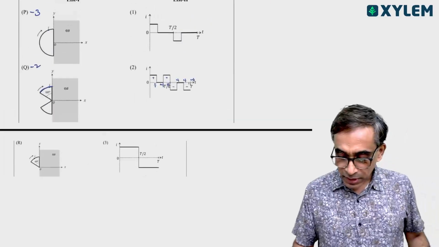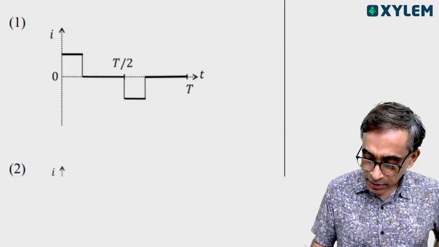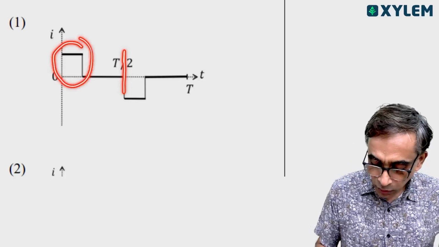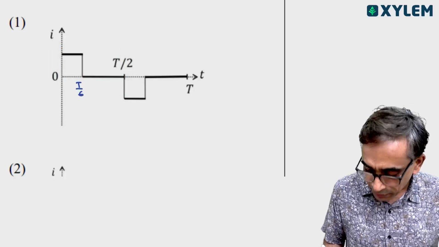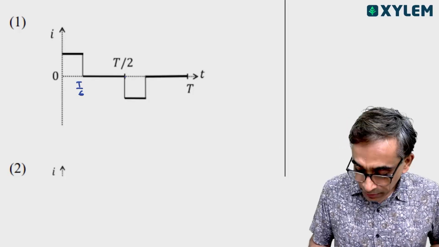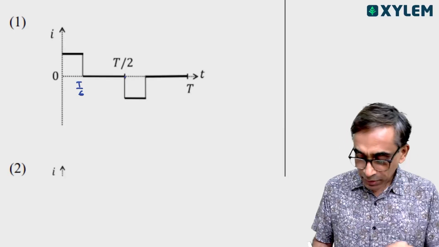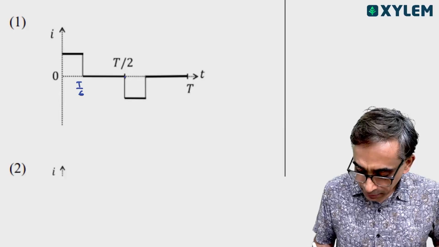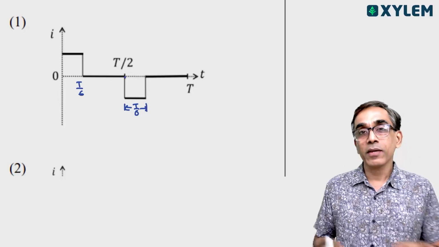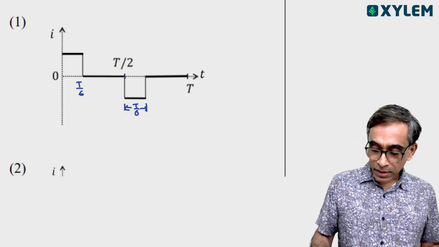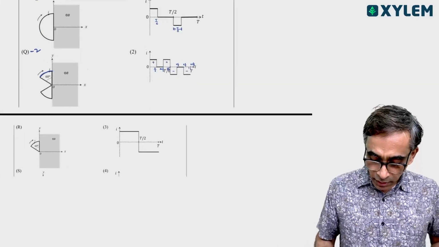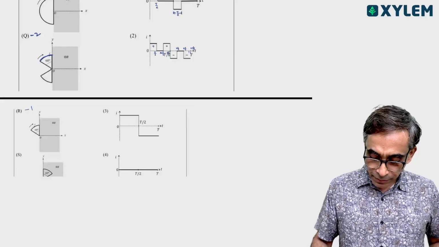So which graph is that one? Yes, the first one. You can see that in the first half there is only one interval where there is induction, that's while entering, and just after half period, for another T/6 second, there will be a reverse current because it's leaving. At other instants there is no EMF. So R will match with 1.